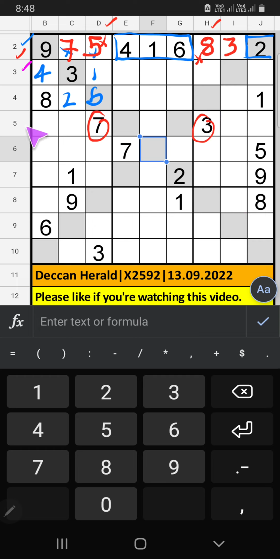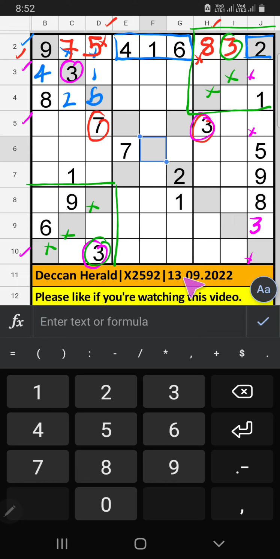In the third row and fifth row, we have 3. So 3 can't come in these cells. Then 3 is confirmed here. In the 7th grid and 3rd grid we have 3. So 3 can't come in these cells. And in the 5th row and in this diagonal we have 3. So 3 can't come in these cells. Then 3 is confirmed here.